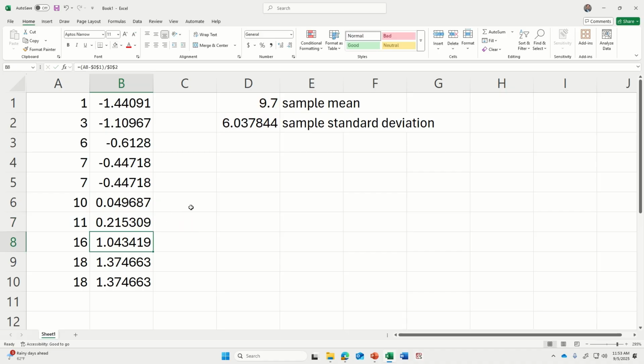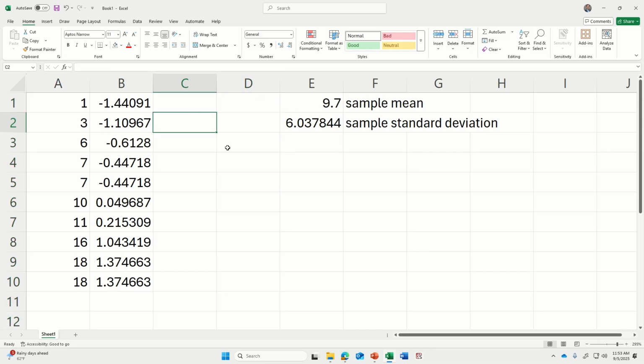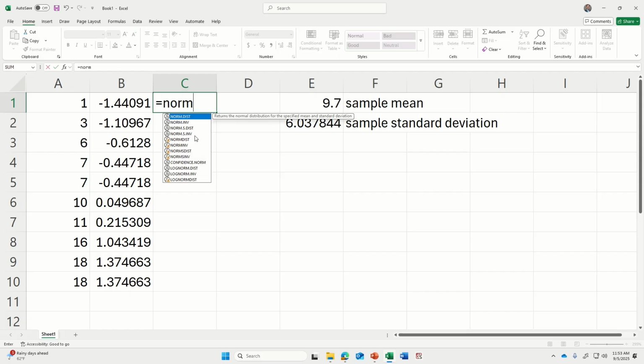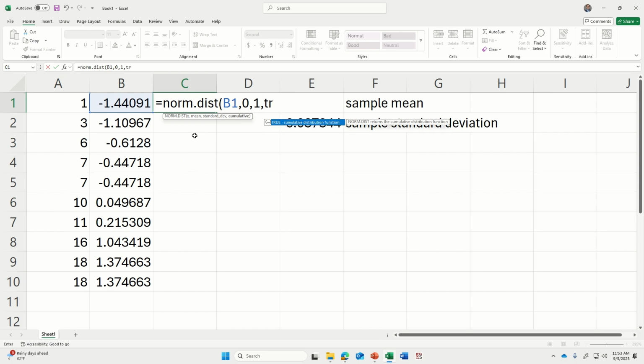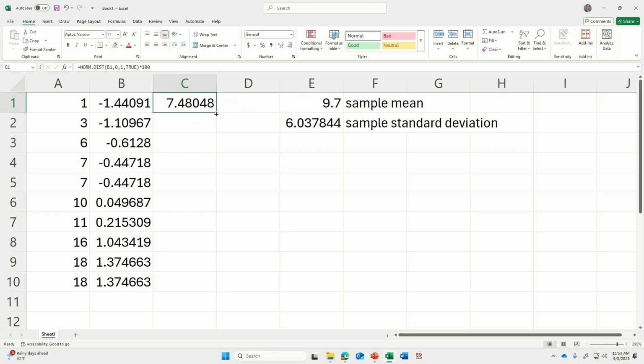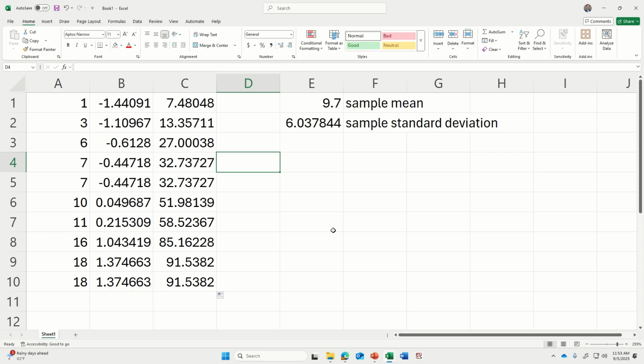So in column A, I have my original measurements. In column B, I have my z-scores, where I subtracted the mean and I divided by the sample standard deviation. In column C, I'm going to put my percentiles. And to get my percentiles, I do NORM.DIST, open parentheses, then I reference my column B, where my z-scores are, comma 0, 1, TRUE, close parentheses, times 100. So now I have percentiles.